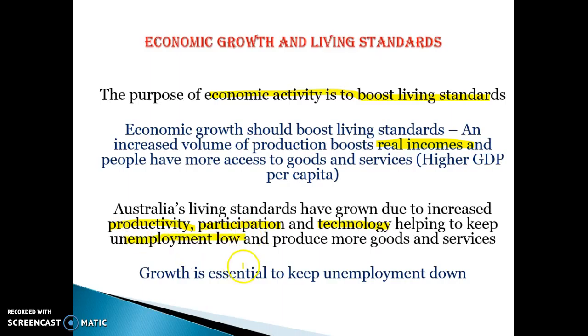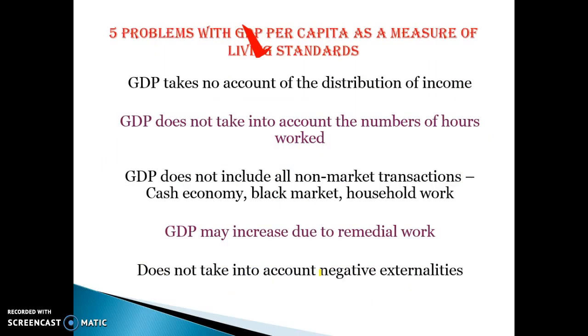Okay, growth is essential to keeping unemployment down because there's a strong link between these two things. If we're producing more goods and services, generally we need more workers. Okay, that's a direct link. More production of goods and services, if we're producing more, we need more workers, less unemployment. It's not a direct link because we might become more productive and need fewer workers, but that's the general trend between the two factors. There are problems.